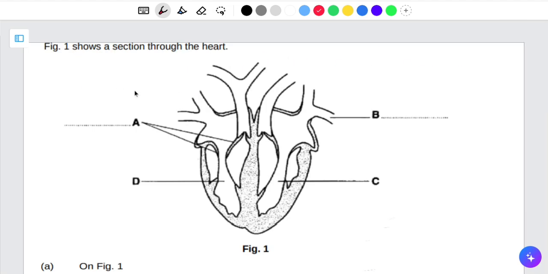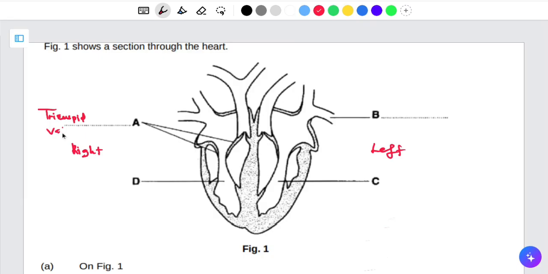Then let's see this question. This one is coming from the circulatory system, and it says figure 1 shows a section through the heart. We have part A, part B up to D. Before I answer the questions, let me label these parts. One thing you need to understand is that this is the left side of the heart, and this is the right side of the heart. The right side of the heart has these valves that you can see. They are called the tricuspid valve.